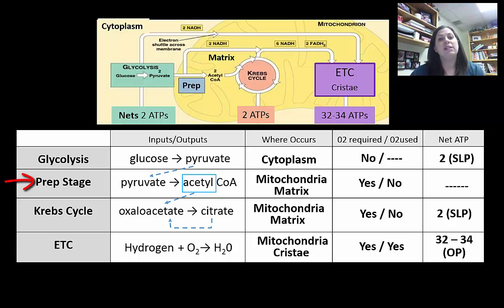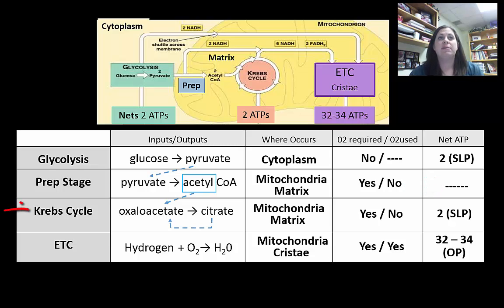At the prep stage, we're going to take pyruvate and change it a little bit, add some stuff to it, and it's going to be converted into acetyl-CoA. This is going to take place inside of the mitochondria, and more specifically the mitochondrial matrix. That's the fluid inside the mitochondria. Now, this is going to be where oxygen is required. Oxygen's like the ticket to get into the mitochondria, so it is required, but it is not used here. There's no ATP made in the prep stage.